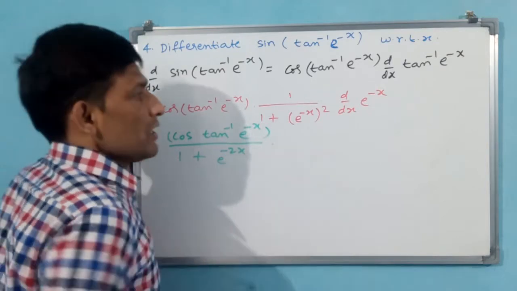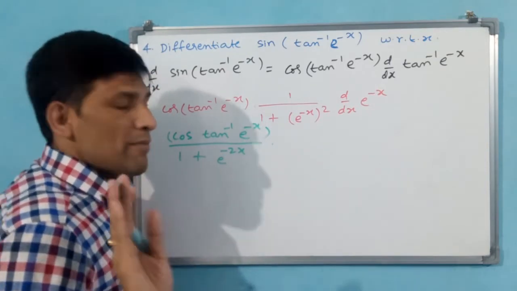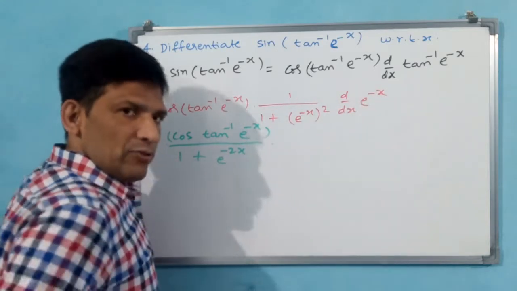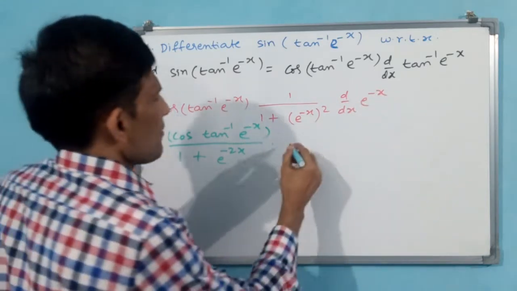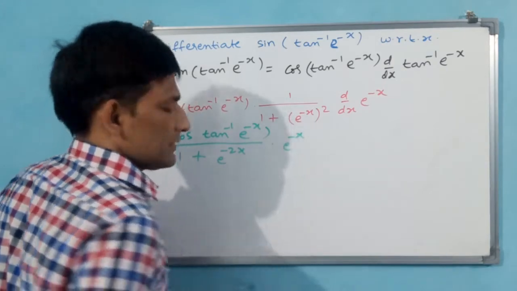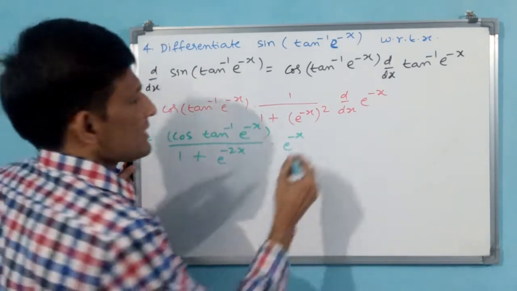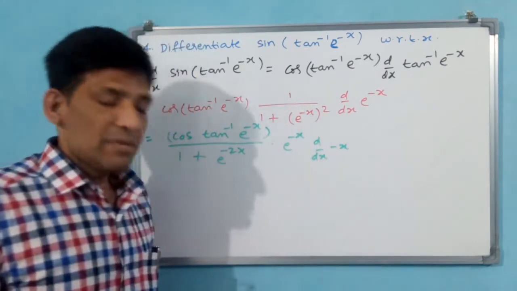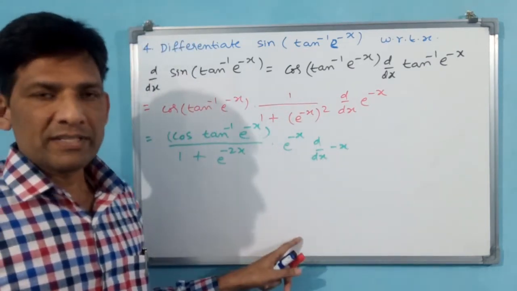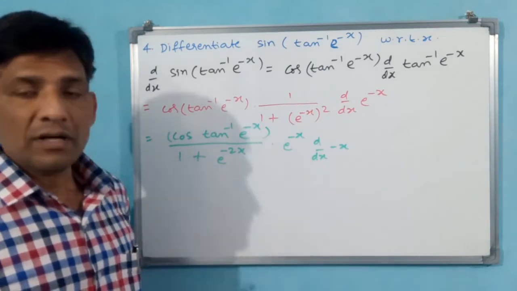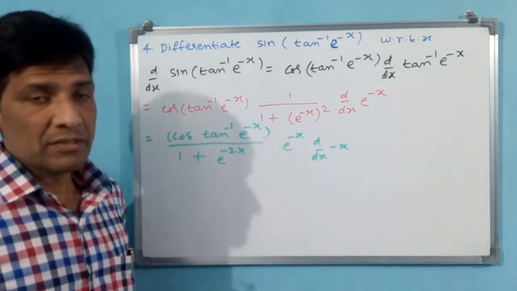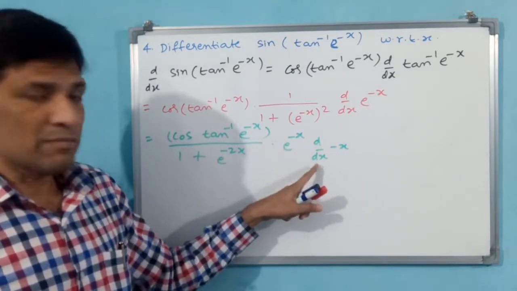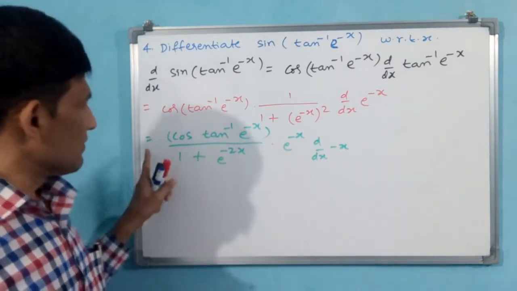Now you see how I am doing e power minus x. First of all, like e power x you take, d by dx of e power x is e power x. So d by dx of e power minus x means minus of e power minus x you have to write, and again d by dx of minus x is minus 1, which you take out.